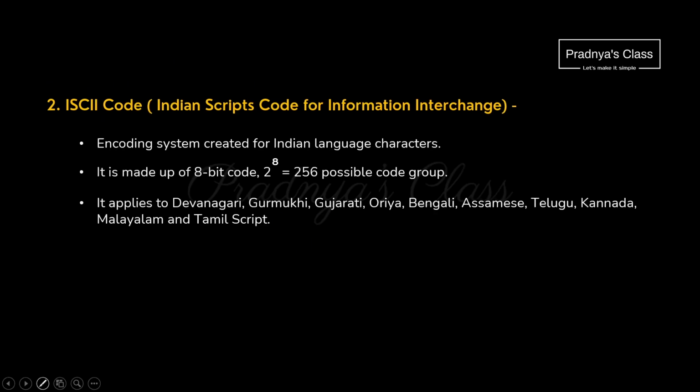Then what about our Indian languages? Our Indian culture has many languages. For that we have this Indian Scripts Code for Information Interchange. Here there are total 256 possible code groups which are used for representing our Indian languages.